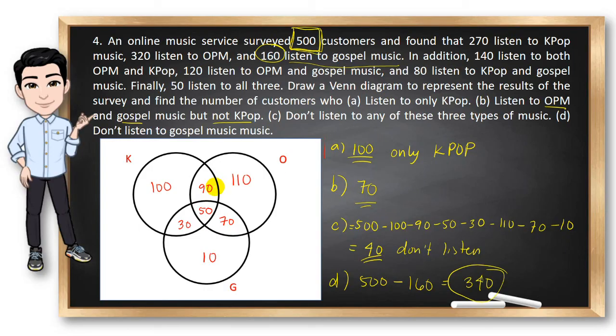So in this case, if you want to be sure, since the answer here a while ago is 40, all you need to do is to add this 190, 110, and 40, and you will also get 340.